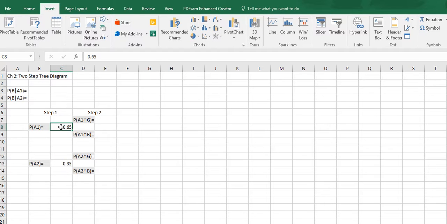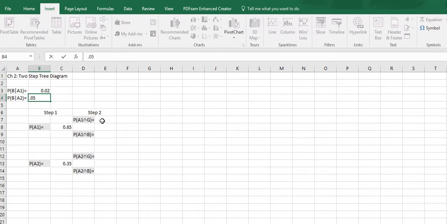Now, over time, we have found that the probability that a part from A1 is bad is 2%, or 0.02. And we've also found in our experience that the probability of a part being bad from supplier A2 is 5%, 0.05.